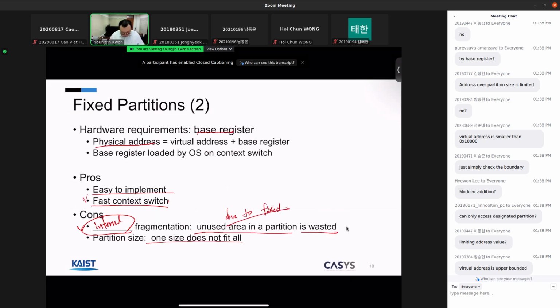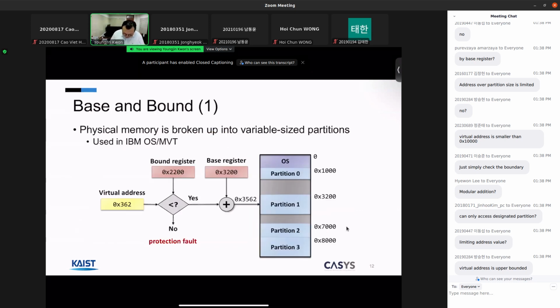So later, to solve this problem and improve the fixed partition, hardware designers brought up a new design. How to solve this fundamental problem of fixed partition? How to modify the length? By giving a variable length, which is called base and bound. So two registers are introduced: one is the size, the other one is the base.